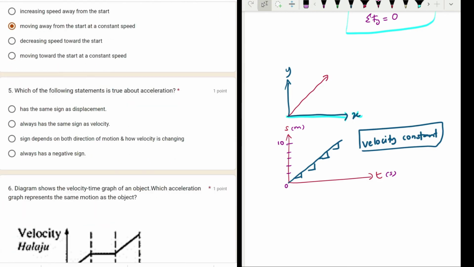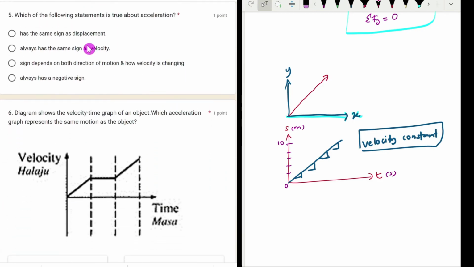Next, question number 5. Which of the following statements is true about acceleration? Acceleration has the same sign as displacement. No. Acceleration always has the same sign as velocity. Tidak. Okay. Always has negative sign. Tidak juga. Okay. Kadang-kadang acceleration boleh jadi negatif dan positif. Yang paling tepat tadi yang kita discuss masa set kedua tadi. Okay, kita kata apa? Sign of acceleration depends on both direction of motion dan juga how velocity is changing.